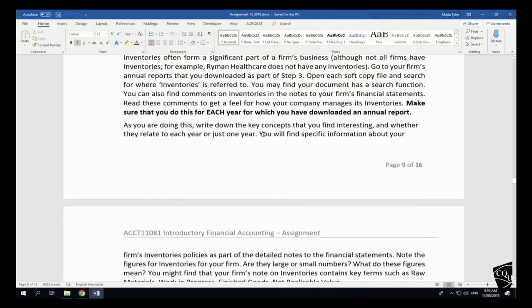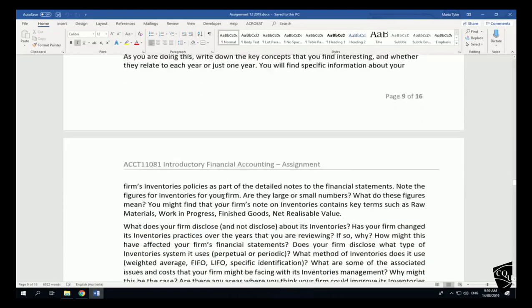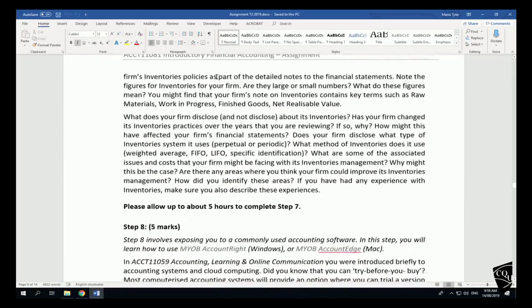As you're doing this, write down the key concepts that you find interesting, whether they relate to each year or just 1 year. You've probably already started doing that this lecture, but as I said at the beginning, you've probably got lots of notes, especially if you've had the standard open as well as the slides open in your assignments. You will find specific information about your firm's inventory policies as part of the detailed notes in the financials. Note the figures for inventories in your firm.